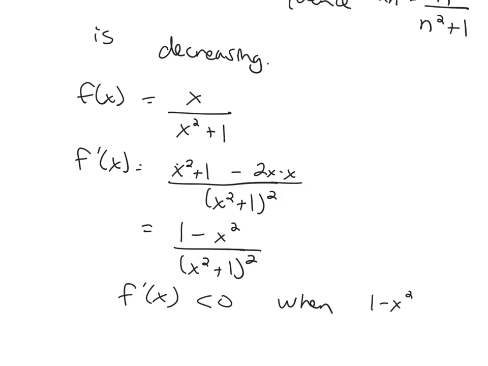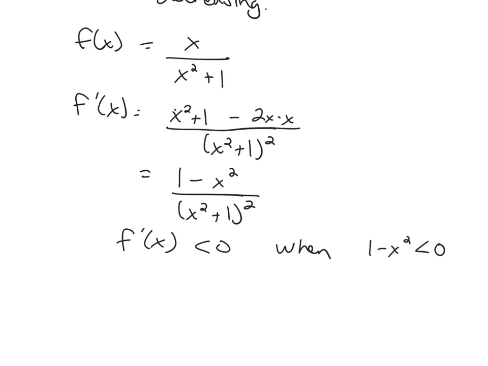So 1 minus x squared is less than 0, or 1 is less than x squared. So this tells me that my function is decreasing on this interval 1 to infinity. But that's exactly what we need to know because my values of n are in this interval 1 to infinity, right?